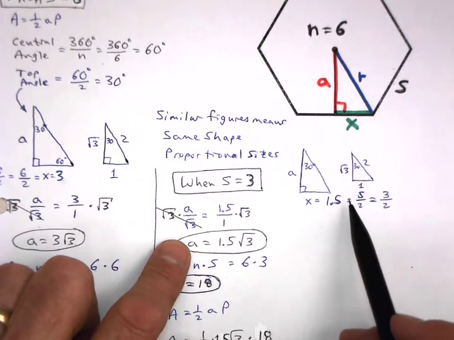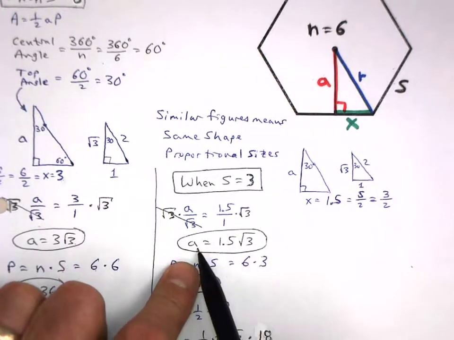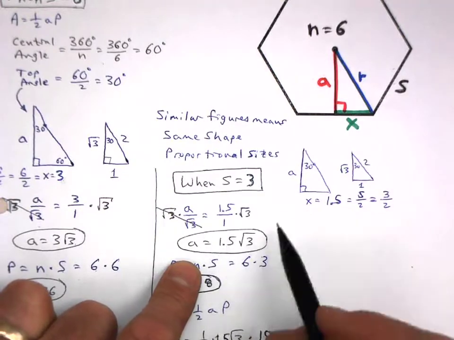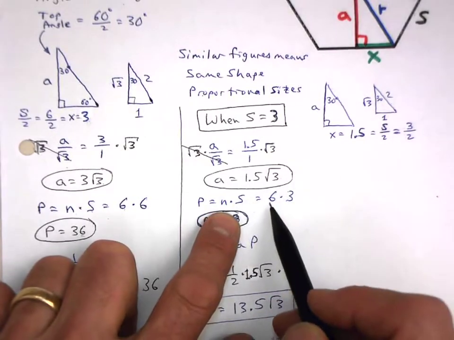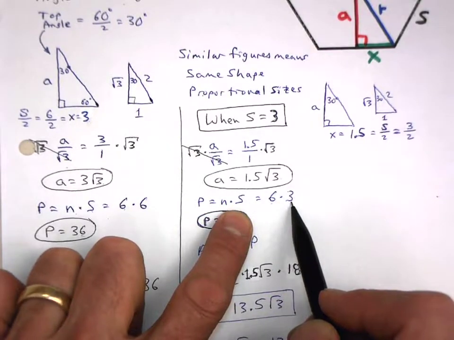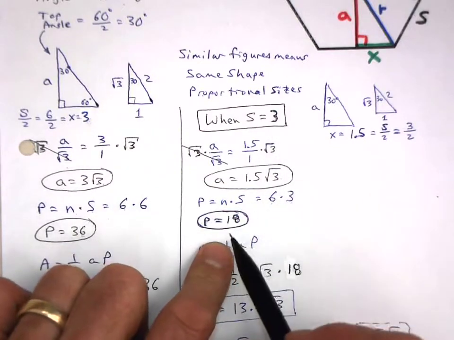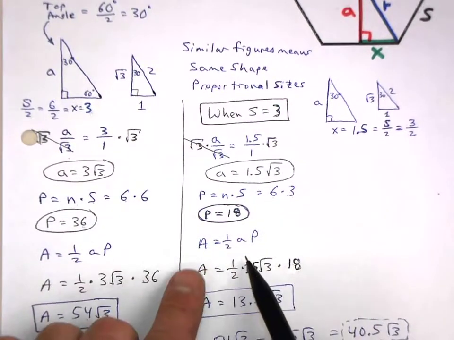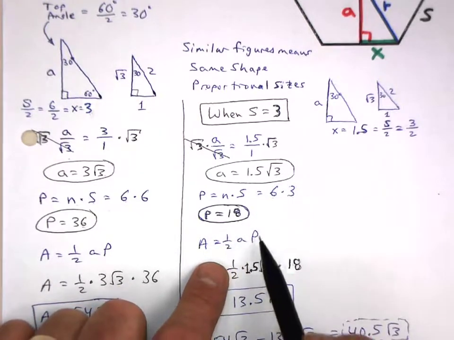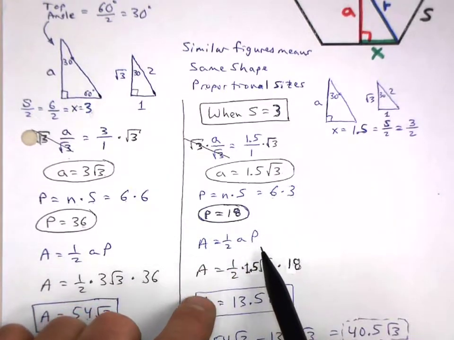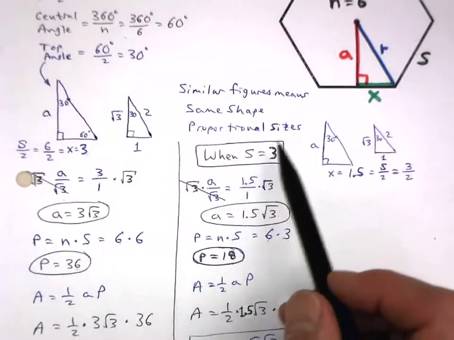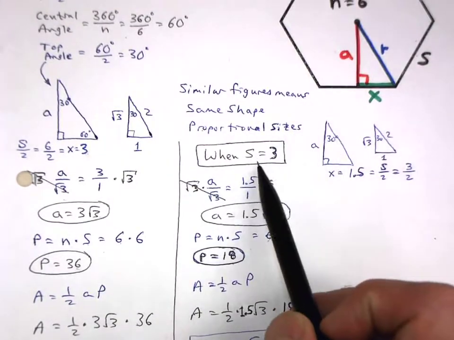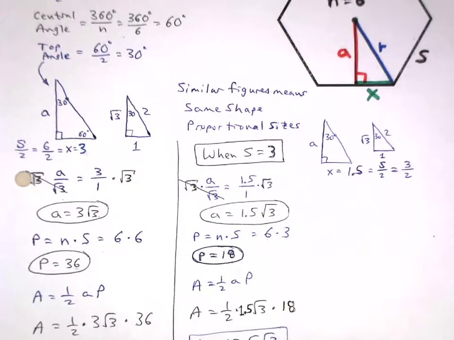And when we do our proportion, we find out that the apothem on this one is 1.5 times the square root of 3. And then for our perimeter, since we still have 6 sides, but the side length is 3 instead of 6 before, 6 times 3 gives us 18. Now plug those two numbers into the formula for the area of a regular polygon, and we come up with the area of this smaller hexagon, with a side length of 3, is 13.5 times the square root of 3.